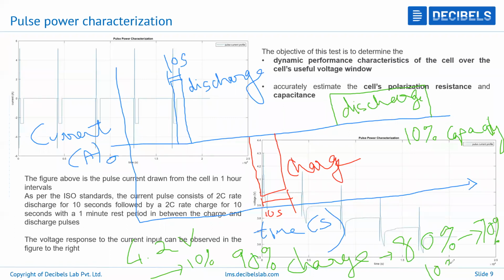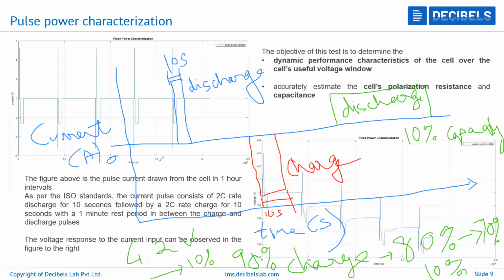10% charge. It is usually advised to stop at 10%, because at that point the amount of resistance that the cell faces is actually very high. But it can also be part of the experiment where you can take it to 0, but that is sometimes not recommended. So this is how your entire pulse profile will look.